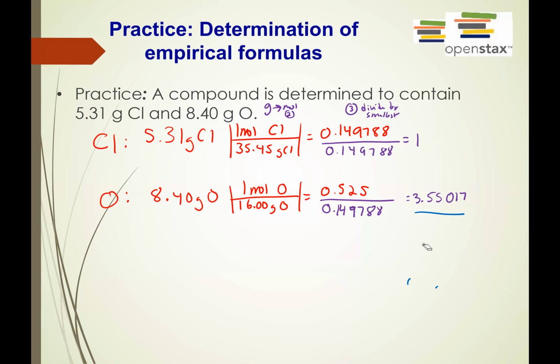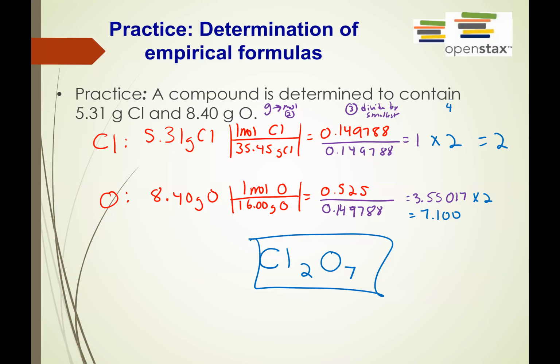Let's take 3.55 and we're just going to multiply it by 2. Times 2. Oh, I got 7.100. We can round a 7. 7.1, we can round to 0.1. So if I multiplied this one by 2, I also have to multiply this one by 2. Whatever we do to one, we do to all of them. So that gives us 2 chlorines. So our empirical formula is Cl2O7.